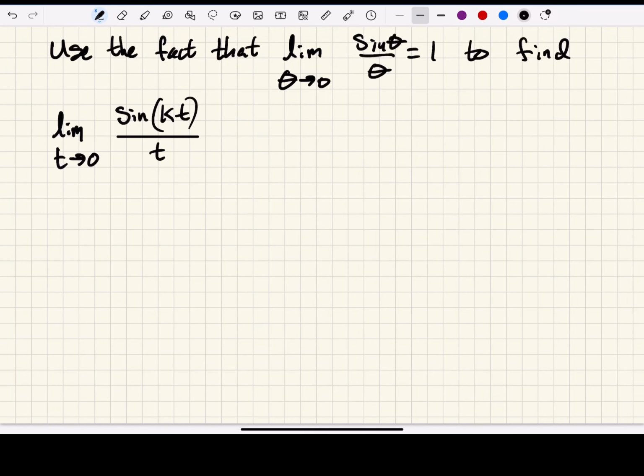Use the fact that the limit as theta goes to 0 of the sine of theta over theta is equal to 1 to find the limit as t goes to 0 of the sine of kt over t, where k is some constant. First, let's take a look at the graph of the sine of theta over theta.